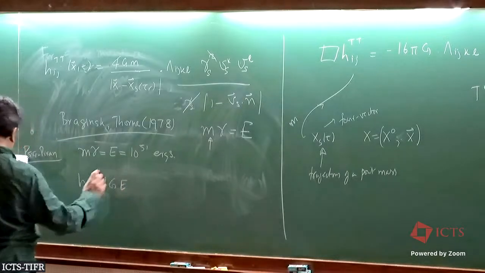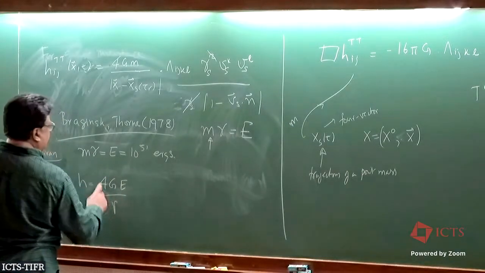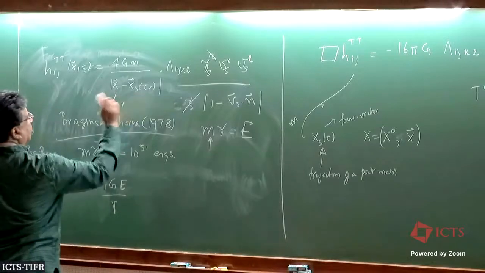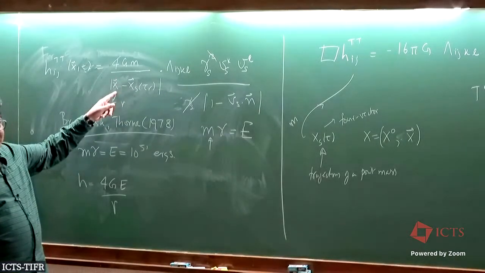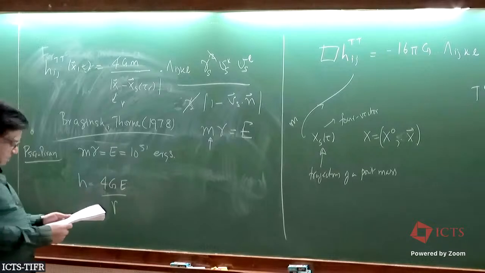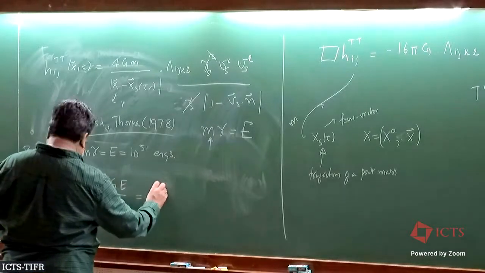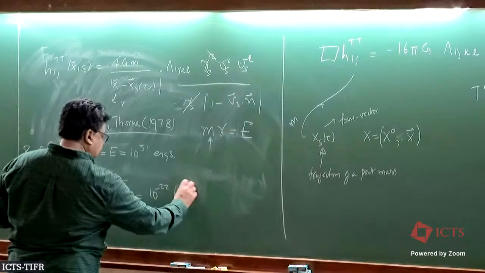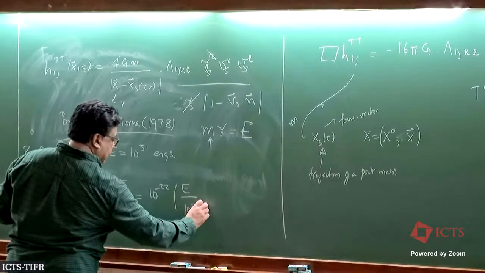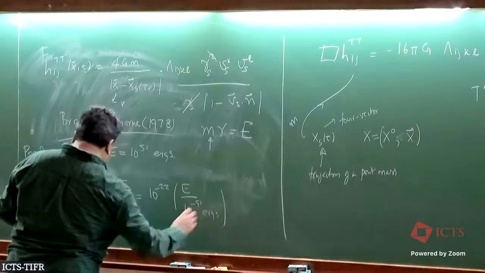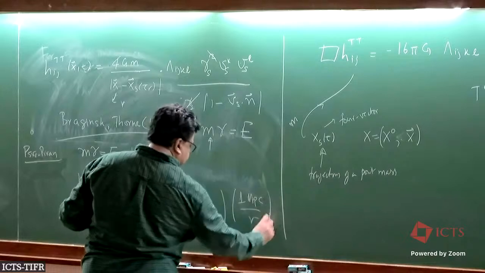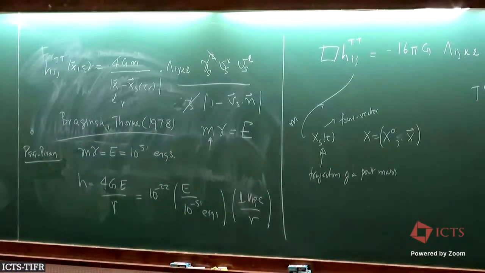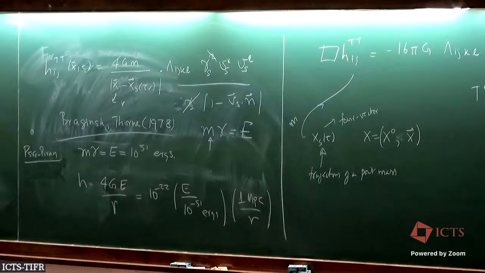4G times E by R, and this is your R. Your source distance is small compared to X, then this is simply 1 by X. And this number is 10 to the minus 22 at 1 megaparsec distance. So according to Sweep Iran, this is something which you should be able to observe as a memory signal in some detector.